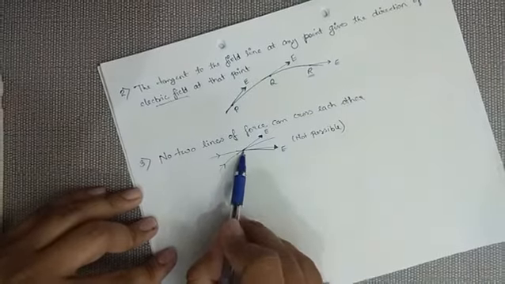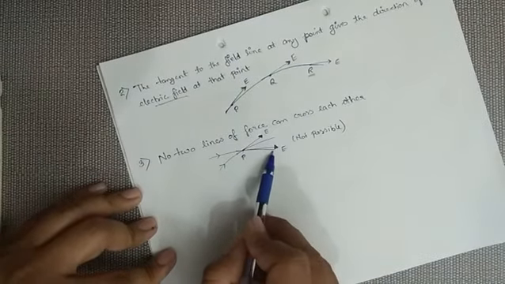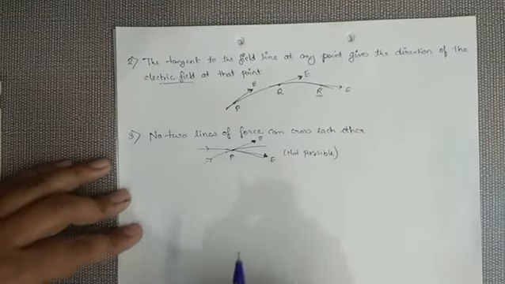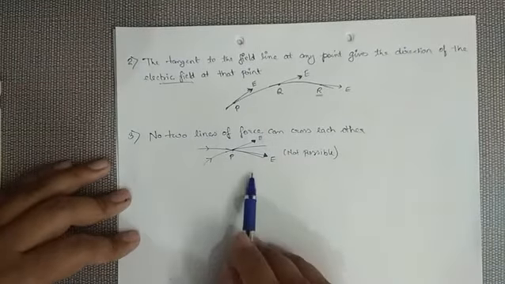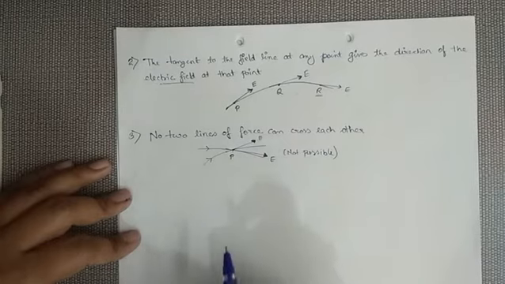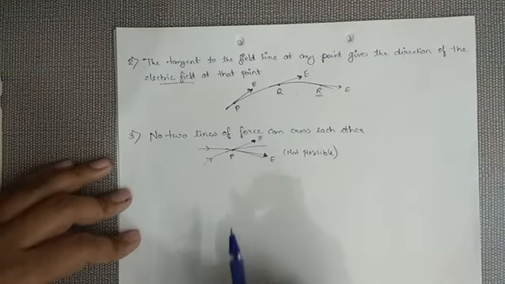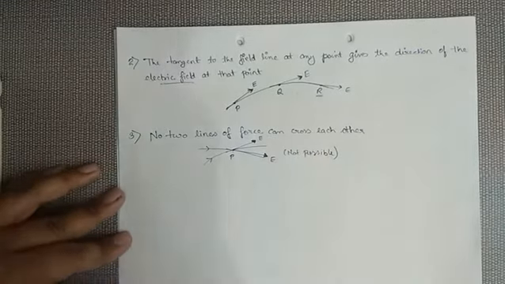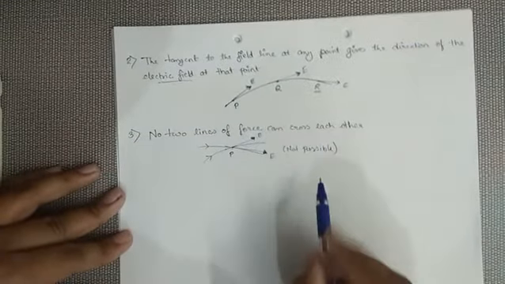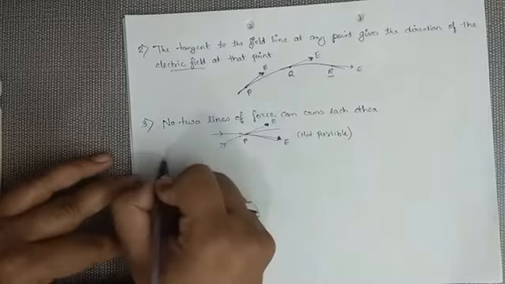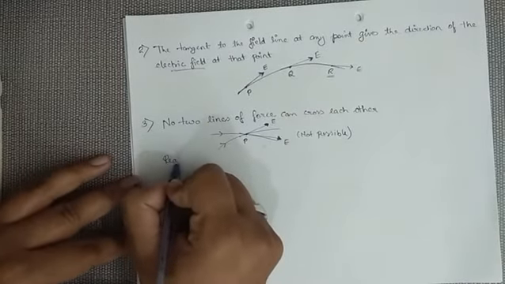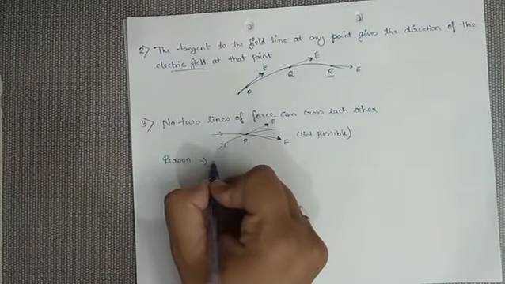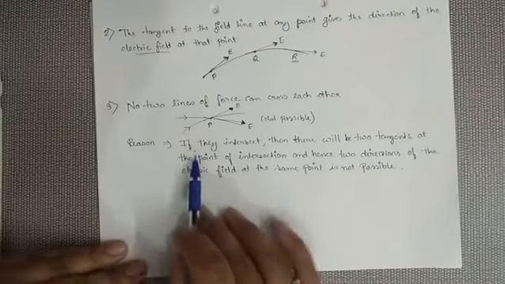At this point P, two tangents can be drawn which will represent two directions of the electric field, and that is not possible because the electric field at a point is unique. So this kind of intersection is not possible. So two lines of force never intersect each other. If the reason is asked why, you can write down the reason for not intersecting. So you have to learn this reason.